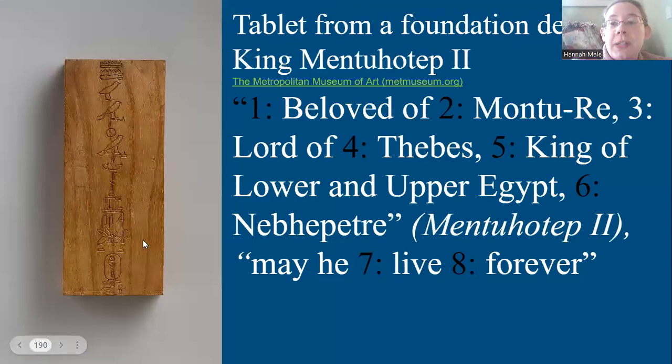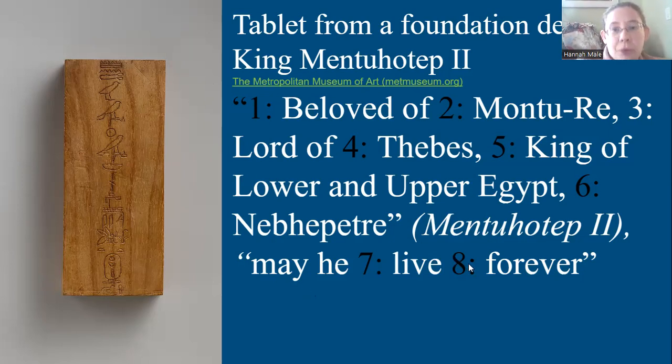So the object that we left off with was this tablet from a foundation deposit of King Mentuhotep II. Remember, we are in the Middle Kingdom, and King Mentuhotep II is basically viewed as the founder of the Middle Kingdom. So the full translation of all these hieroglyphs is: beloved of Montu-Re, Lord of Thebes, King of Lower and Upper Egypt, Neb-hapet-Re, i.e. one of the names, one of the fivefold titulary of Mentuhotep II.